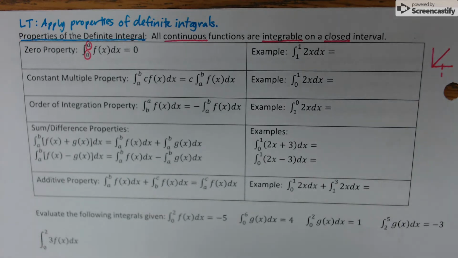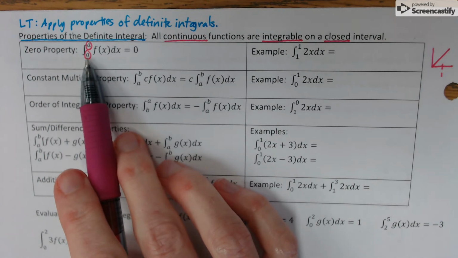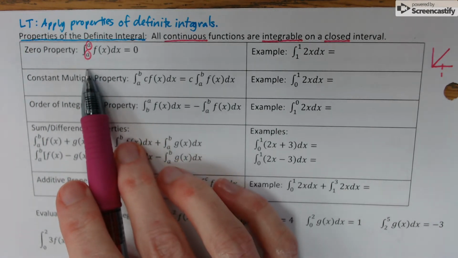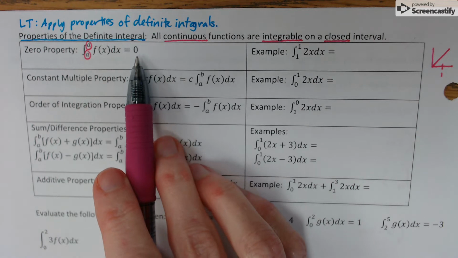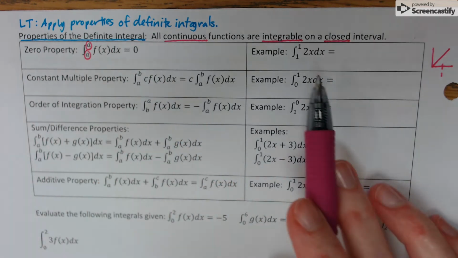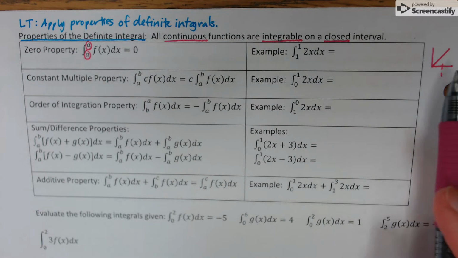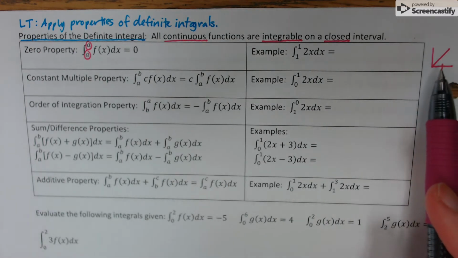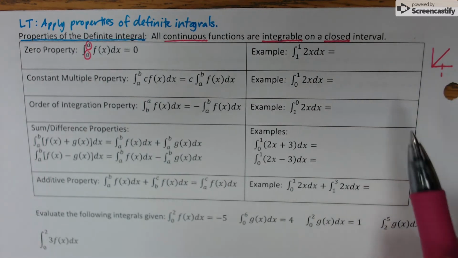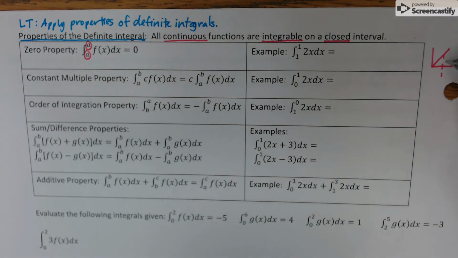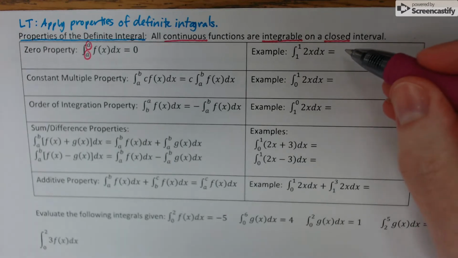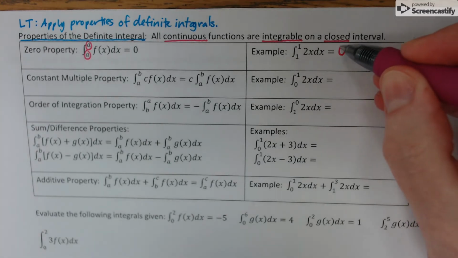The first property is called the zero property, and the first thing you should notice about that integral in the example is that the lower and the upper limit are exactly the same, and that produces an area of 0. So let's think about why that would be. If I were to look at the example of a linear function, 2x, and I tried to find the area from 1 to 1, that does not produce a two-dimensional shape. So there's no way to find the area on an interval that has no second dimension. So that's why we get an area of 0.